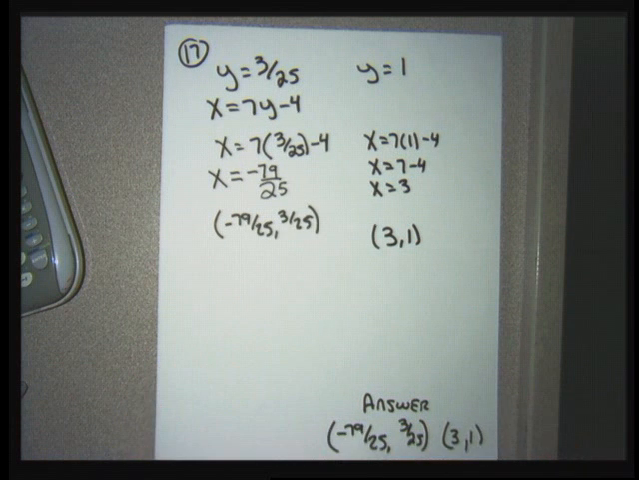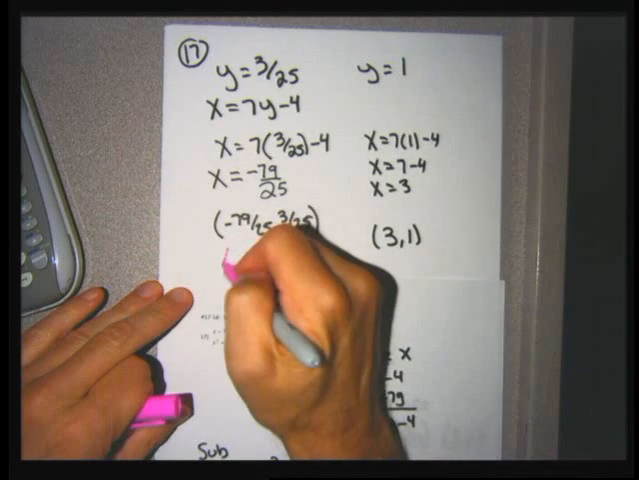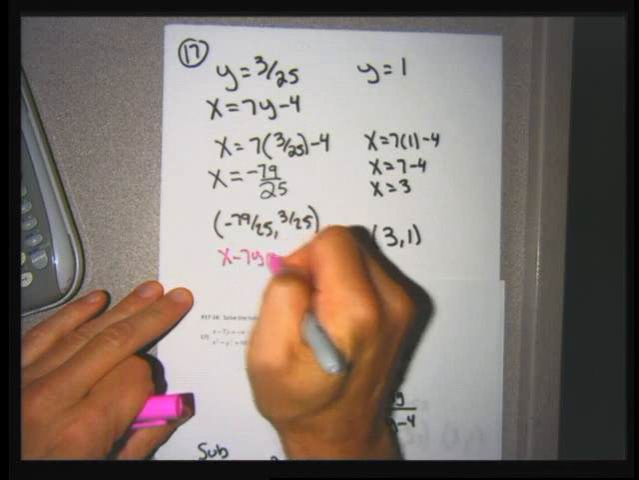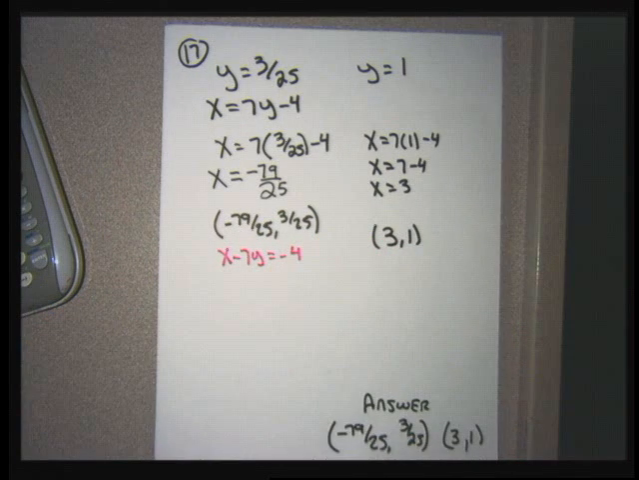So now I'm going to check. I'm going to use my calculator to do the hard checking, the fraction checking with the negative 79 over 25 and the 3 over 25. That's tough checking. I don't need to check by hand if I don't want to. What I need to do to check is pull back the original equations. The original equations were x minus 7y equal to negative 4, and x squared plus y squared equals 10.